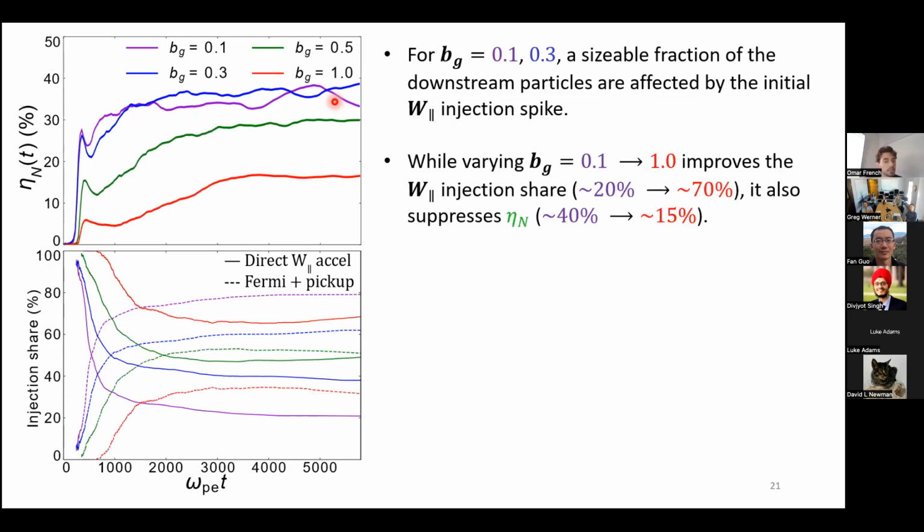So if we increase the guide field strength even further, we find that the share by parallel electric fields improves quite a bit, as we saw before. However, the injection efficiency, or number efficiency A to N, declines. So that decline in Fermi pickup we saw earlier is even more dramatic due to there being fewer injected particles on the whole.